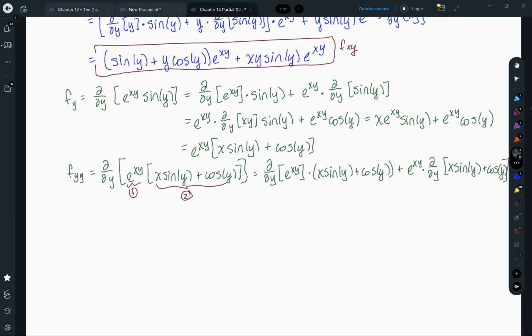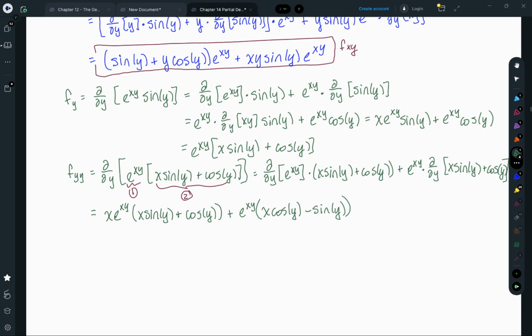All right, now let's go ahead and take our derivatives. Del y of e to the xy, we should now know that it's going to give us x e to the xy. So I get x e to the xy times the x sine of y plus cosine of y. And then in the second term, I have my plus e to the xy. And when I take the derivative with respect to y of x sine of y, I get x cosine of y. Taking the derivative of cosine of y, I get minus sine of y.